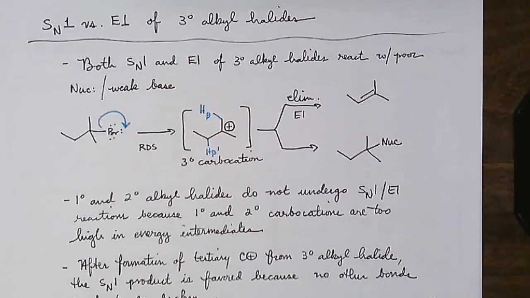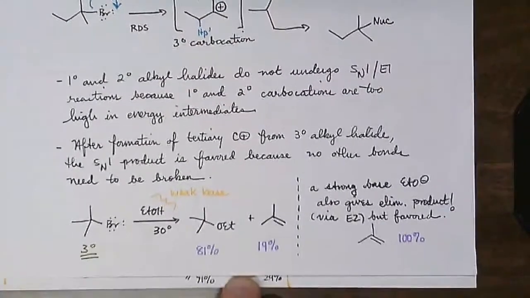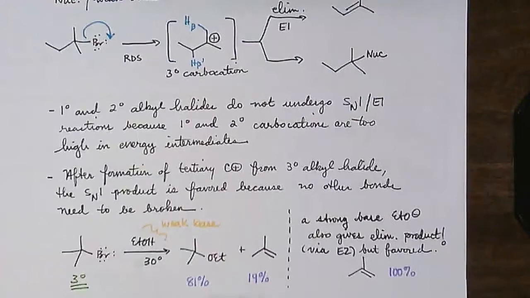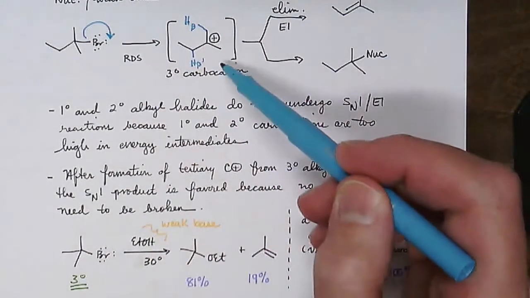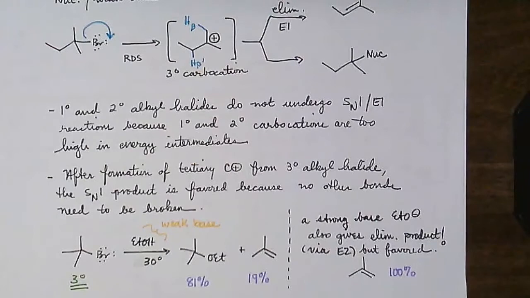We in general see the more stable alkene, or that is to say the more substituted alkene, and if you have a possibility for E and Z diastereomers, in general the larger groups are disposed on opposite sides of the double bond, that is E. Primary and secondary alkyl halides do not undergo SN1 solvolysis or E1 reactions because primary and secondary carbocations are too high in energy intermediates. We've repeated this several times. But remember that the tertiary carbocation is relatively more stable, so we can see that this unimolecular pathway is favored.